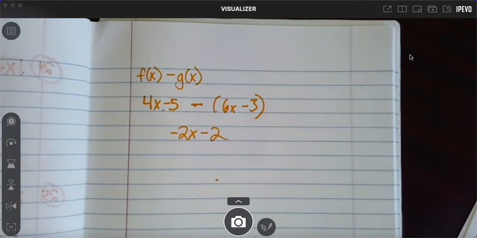27 is D. 28, the answer is B. I just did this one. It was subtracting functions. Are we okay with this?